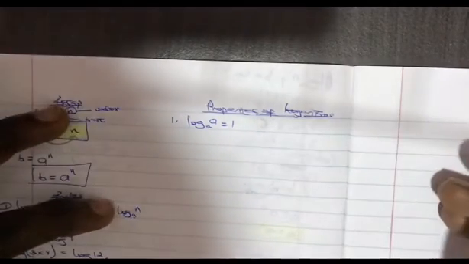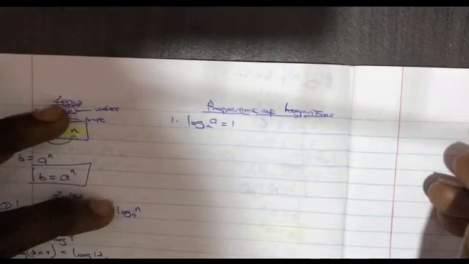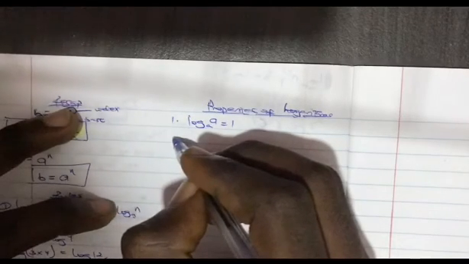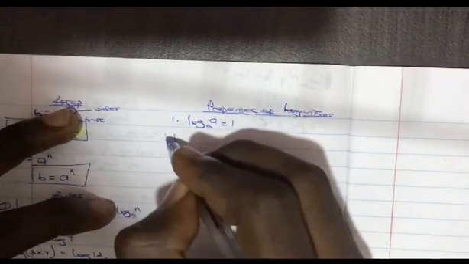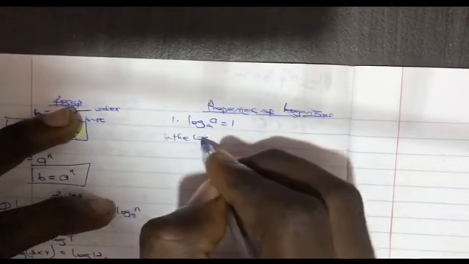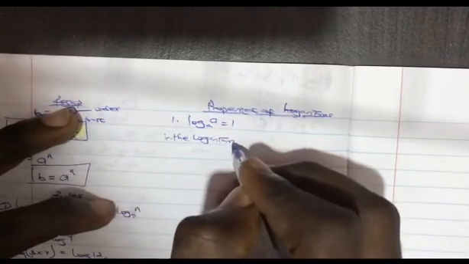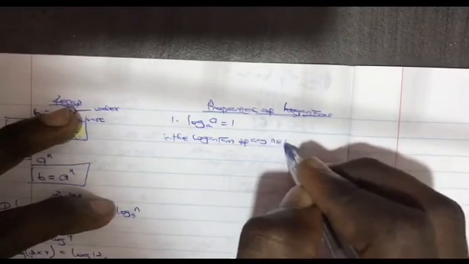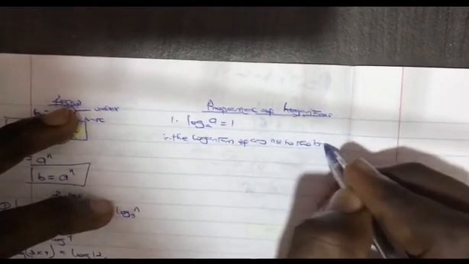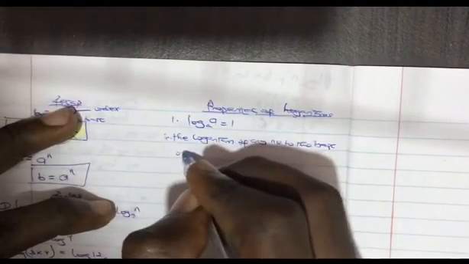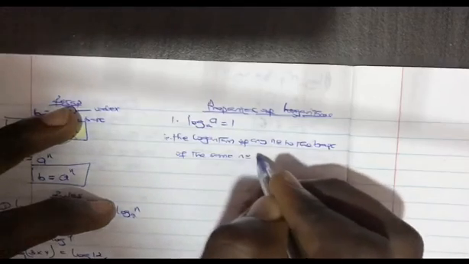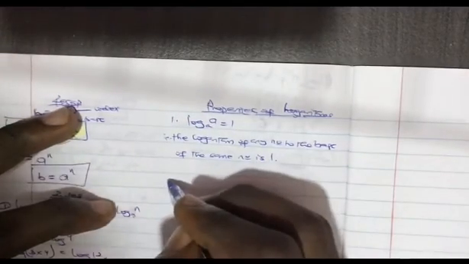There's a way of proving this, but I don't think it's important now. Let me put it this way. That is, the logarithm of any number to the base of the same number is just 1.